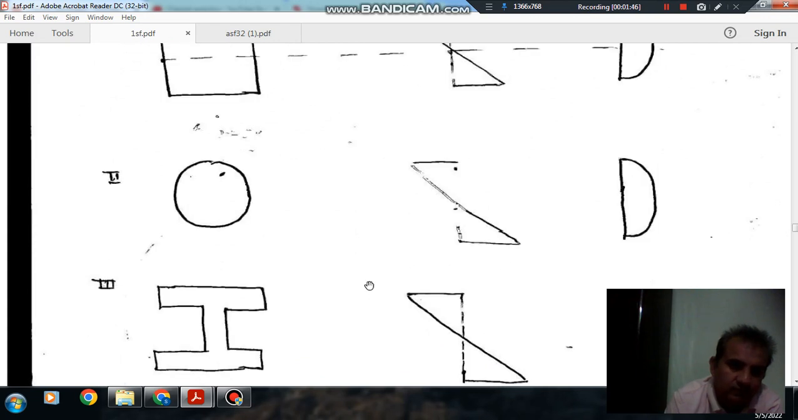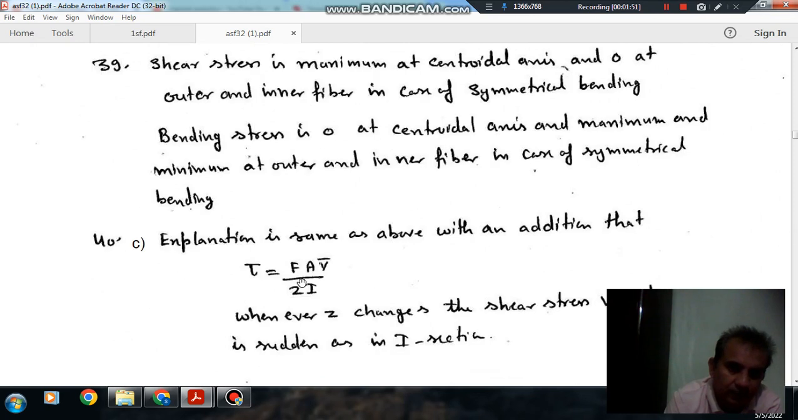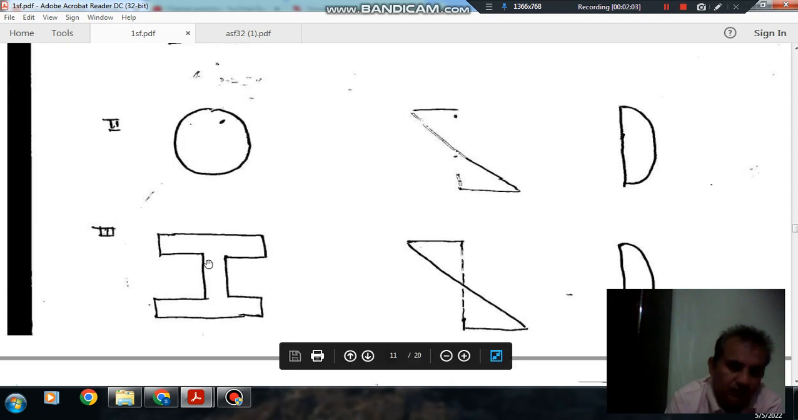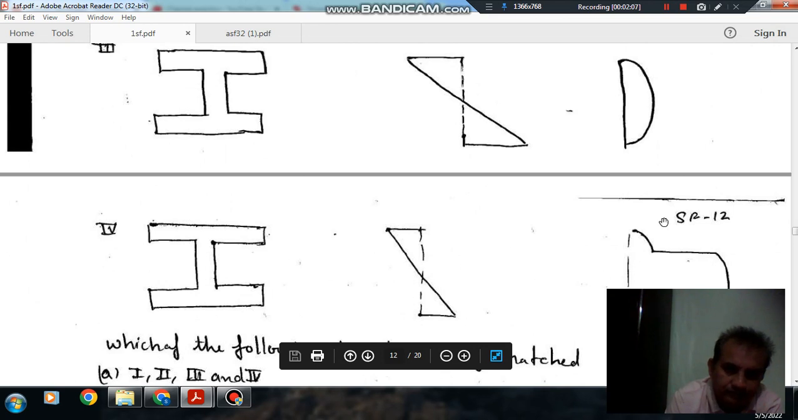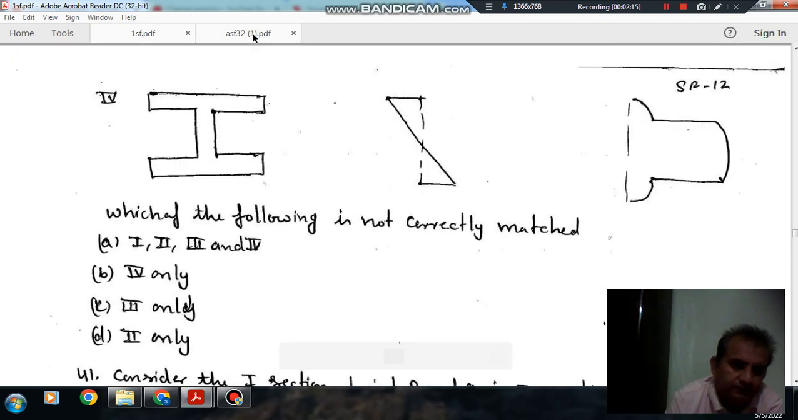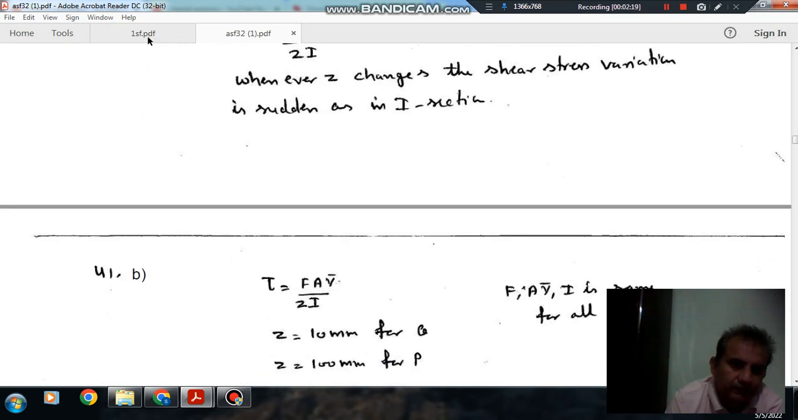Similarly, 2 is also correct, but 3 is not correct, because here the formula is F A y bar by I b, where b varies suddenly from the bottom of the flange to the top of the web. So there is a sudden variation in shear stress corresponding to that variation, and so 4 is correct. So 3 is not correct. The answer is option C.